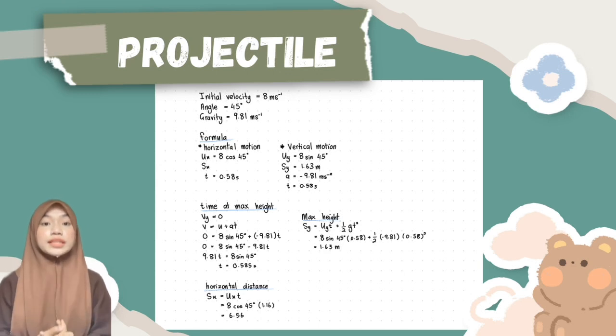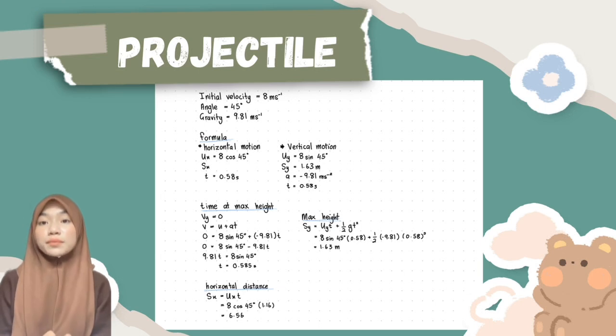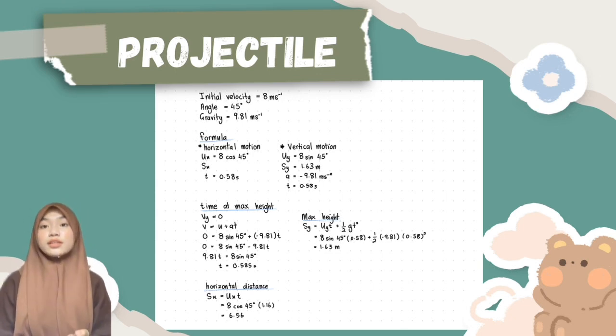Now that we have the time to reach the peak, we can calculate the maximum height, which is Sy. We use the vertical displacement formula s equals ut plus 1/2 at squared. We substitute our time of 0.58 seconds and use negative 9.81 meters per second squared for gravity because it acts downward. Putting that into the calculator gives us a maximum height of 1.63 meters.